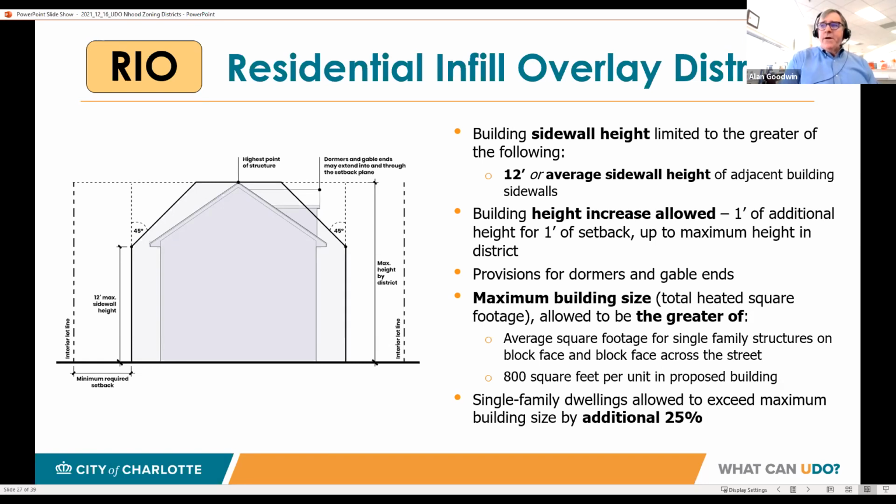There is also another provision that can be included in this, and it limits the unit size of new residential development to either the average square footage of the single-family structures on the block face and the block face across the street, or to 800 square feet per unit in the proposed building, whichever is greater. Again, there's more detail to be found in the actual UDO.